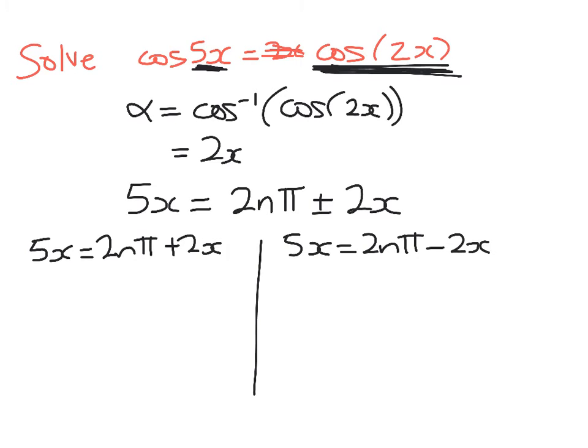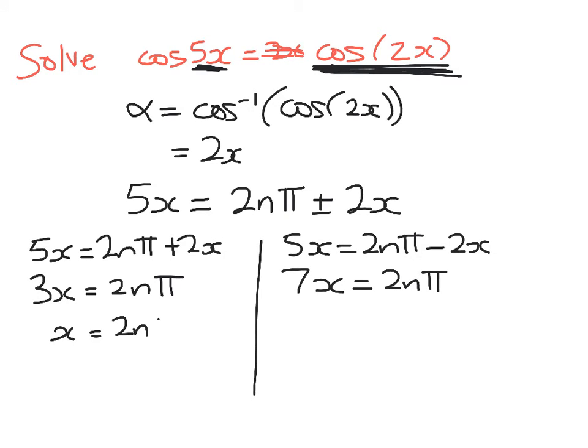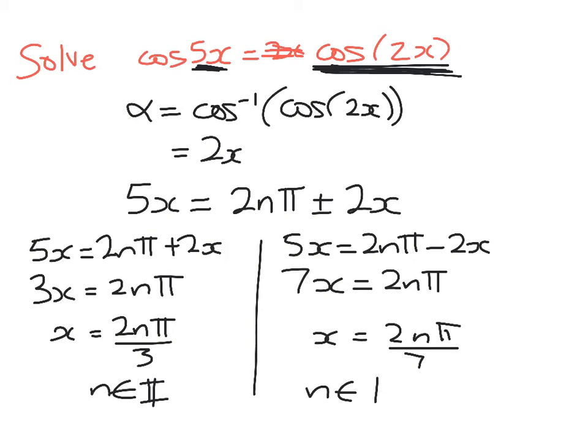Manipulating each of those, here I'm going to get 3x is equal to 2n pi, and over here I'll get 7x is equal to 2n pi, leaving me with x is equal to 2n pi over 3, and x is equal to 2n pi over 7. So n is any integer value. That's fine, but it's not very satisfying in some ways. What we're going to do now is look at a different way to solve it, and we're going to see that we come up with exactly the same solutions. But we can do a little bit of graph drawing to satisfy our intuition.